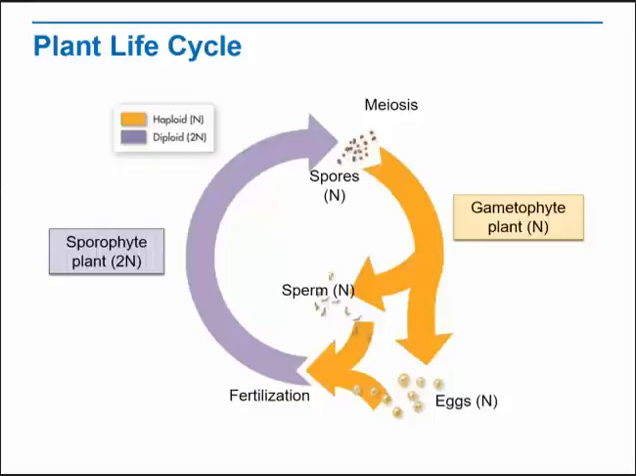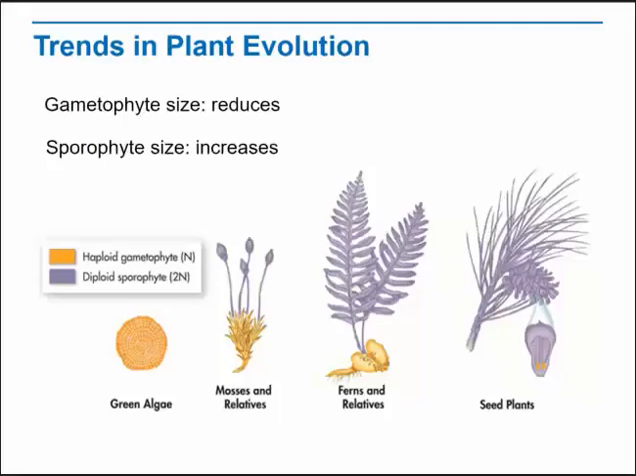Which generation of a plant is diploid and which is haploid? The sporophyte generation is diploid and the gametophyte generation is haploid. Why does it make sense that the sporophyte generation is diploid? Because sporophytes form when two haploid gametes fuse. What does the sporophyte produce? It produces spores. What process produces spores? Meiosis. Are the spores diploid or haploid? They are haploid.